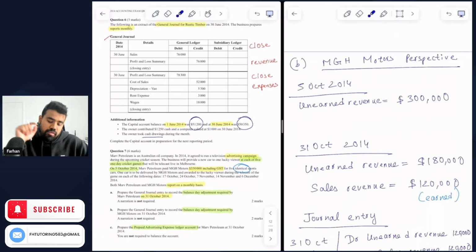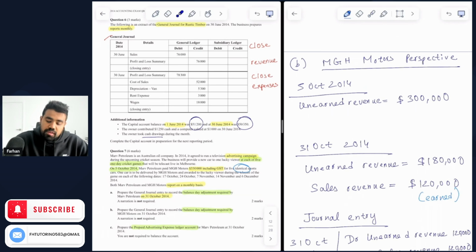All right, so from MGH Motors perspective, if we are there on 5th of October, given that we're receiving $330,000 including GST or $300,000 excluding GST for 5 cars, in our books on 5th of October 2014, we will record unearned revenue of $300,000.